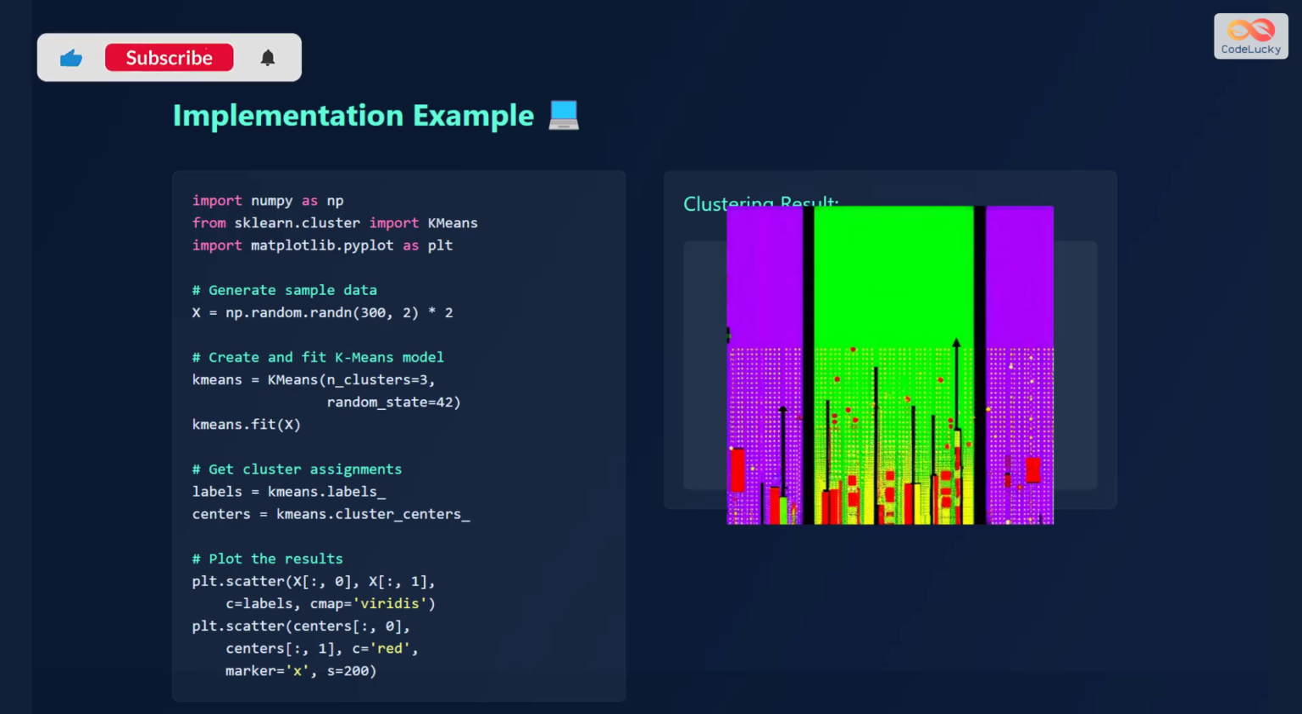Let's walk through an implementation example using Python's scikit-learn library. First, import the necessary libraries: NumPy for numerical operations, KMeans from scikit-learn for clustering, and matplotlib for plotting. Generate some sample data using NumPy. Create a k-means model with the desired number of clusters, for example 3, and fit it to the data. Get the cluster assignments, also known as labels, and the cluster centers. Finally, plot the results using matplotlib, showing data points colored by cluster and centroids marked with red X's.